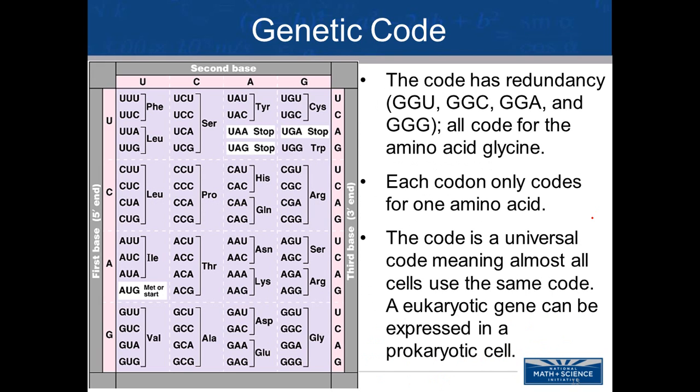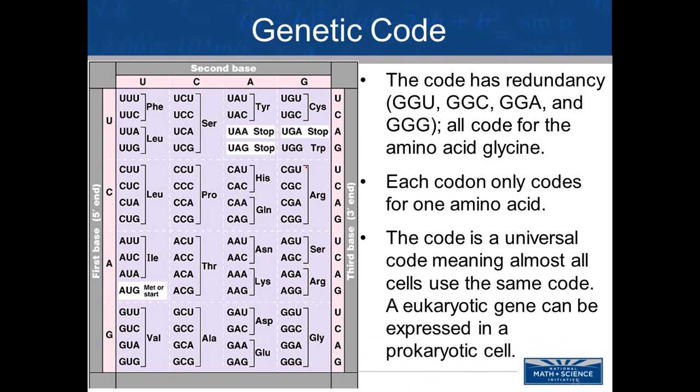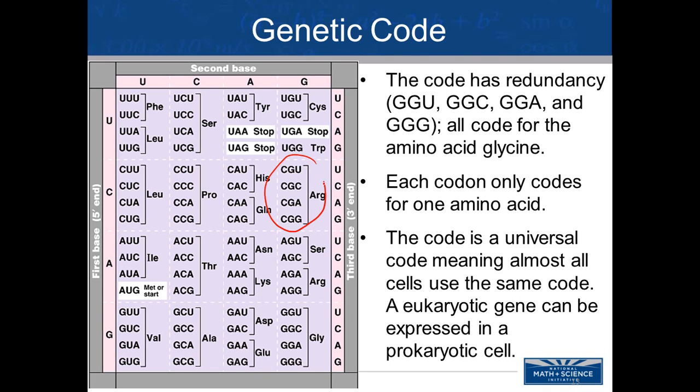What they found out is that the code has redundancy. For example, look at this. CGU, CGC, CGA, and CGG all code for arginine. And in addition, AGA and AGG also code for arginine. So there's a lot of redundancy in the genetic code. Remember, there are 64 codons, but there are only 20 amino acids.